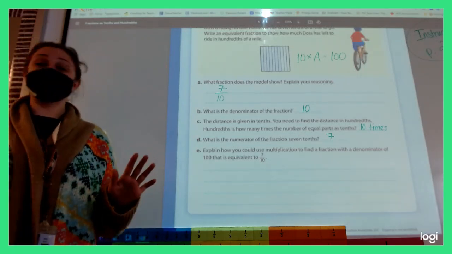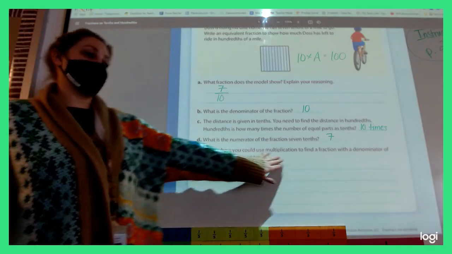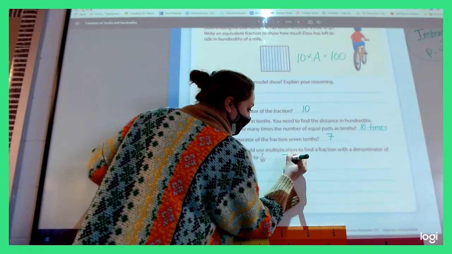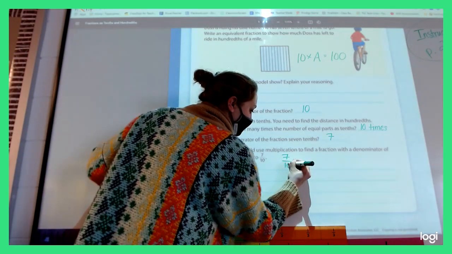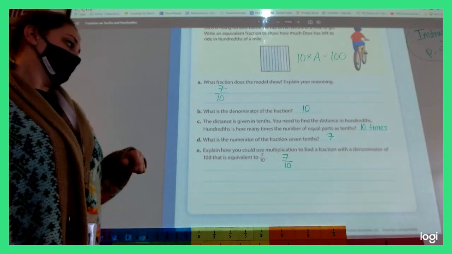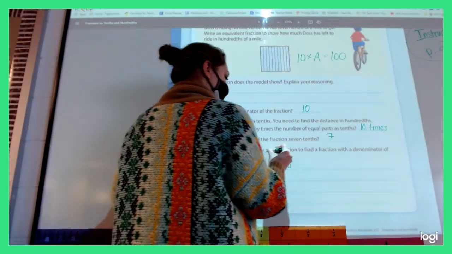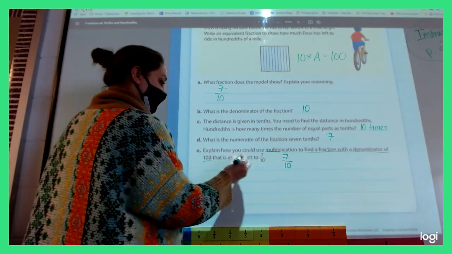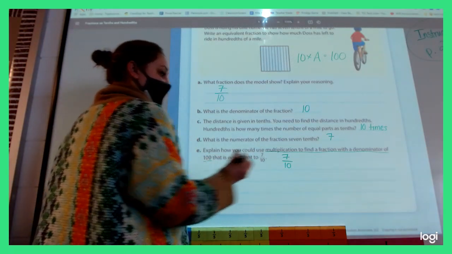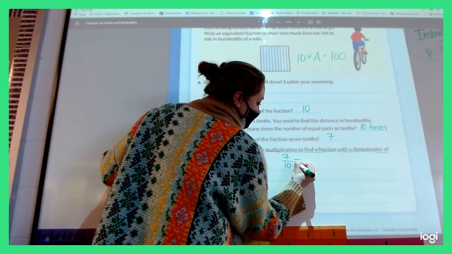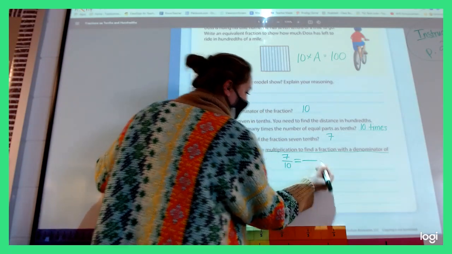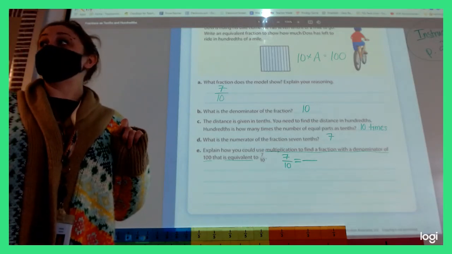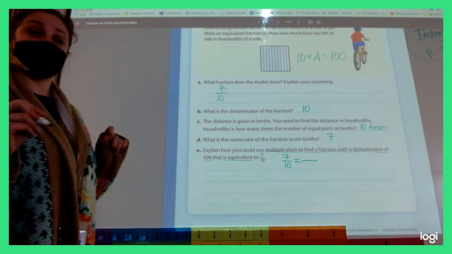We have to multiply it. So before we move on, I don't even want to explain before I write it out in numbers, okay? So first, we need to write 7/10. Everyone, please write that with me. So we are going to use multiplication to find a fraction with a denominator of 100 that's equivalent to 7/10. So something has to equal 7/10. And did they give us the denominator? What denominator do they say we need to use? Abby? 100.